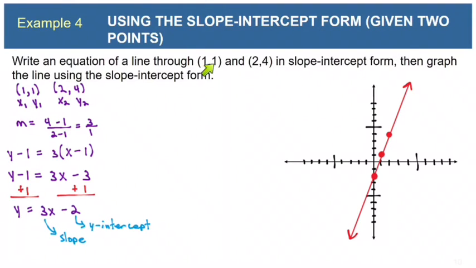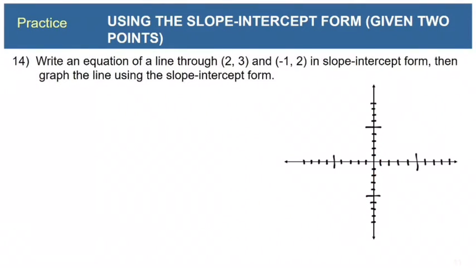But now let's verify that 1, 1 is on the line. See, here it is right here. And also 2, 4, right 2, and up 4 right here. And so those 2 points that they asked for are in fact on the line.